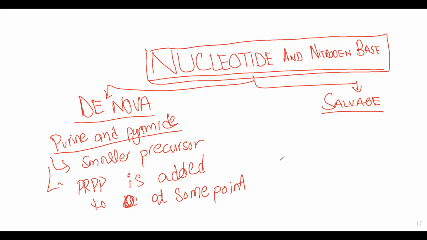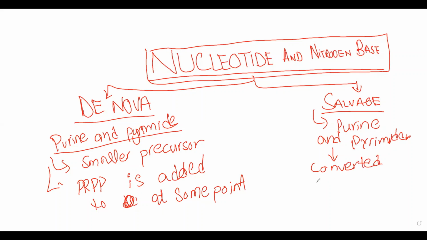While in the salvage pathway, preformed, already formed purine and pyrimidine bases are added or converted into nucleotides.